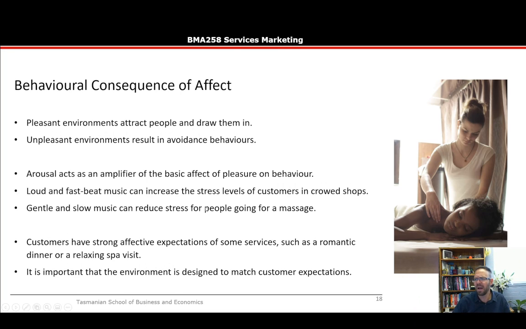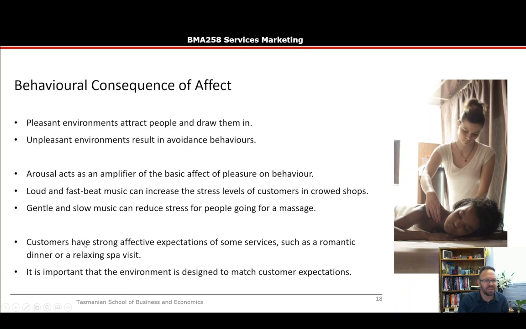Alright, now the behavioural consequences, now that we've learned about how important these modes of affect are on our customers. Pleasant environments attract people and draw them in, right? Human beings like to be in nice, pleasurable situations. Unpleasant environments result in avoidance behaviours. And I just want to point out, it's not necessarily that they are unpleasant or pleasant, but it's the perception that it might be pleasant or unpleasant.